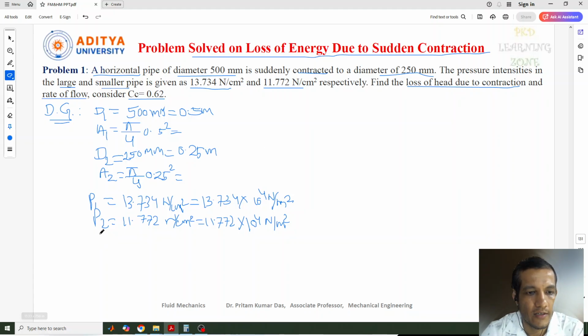Cc is also given here. The coefficient of contraction Cc is 0.62. So these are the data given in this question.